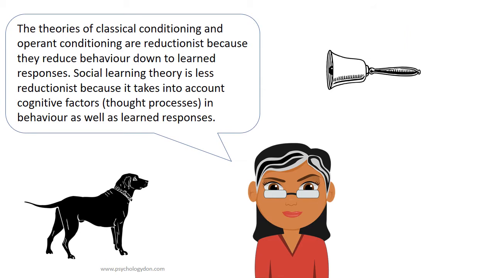The theories of classical conditioning and operant conditioning are reductionist because they reduce behaviour down to learned responses. For example, Pavlov's experiment with dogs showed that dogs will learn to salivate to the sound of a bell via classical conditioning. Social learning theory is less reductionist because it takes into account cognitive factors, thought processes, in behaviour as well as learned responses.